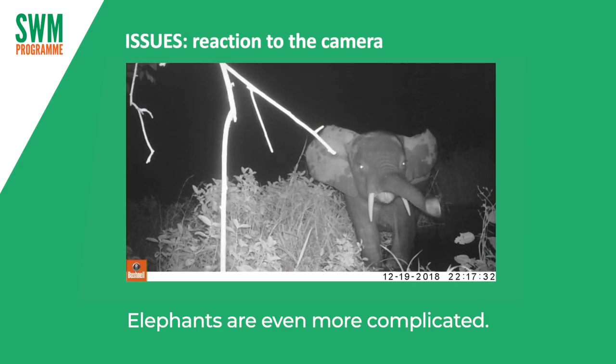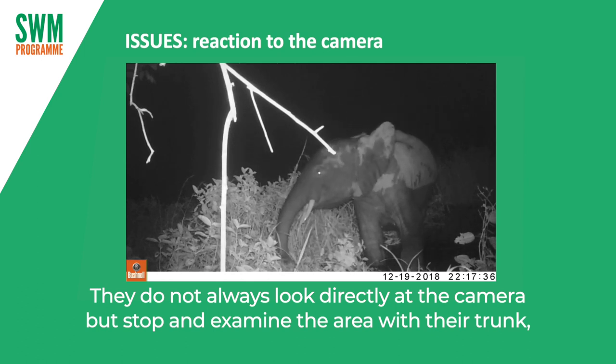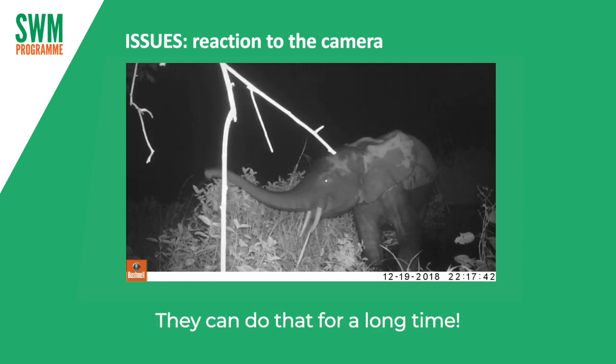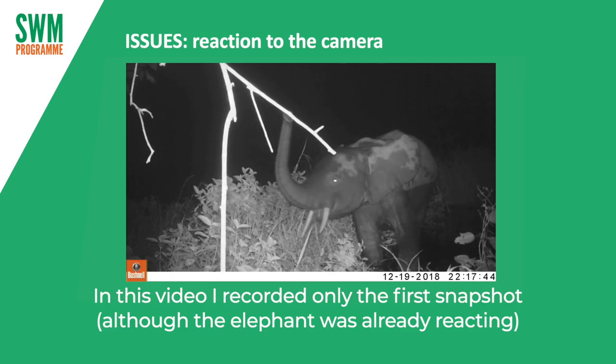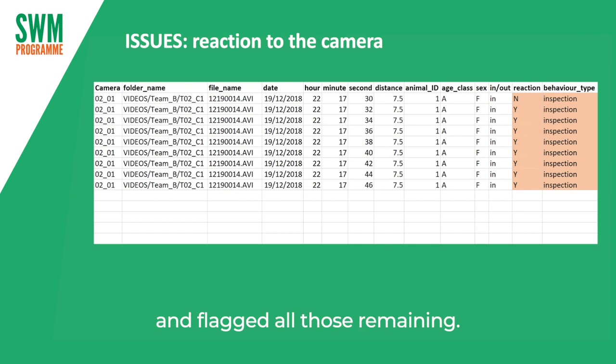Elephants are even more complicated. They do not always look directly at the camera, but stop and examine the area with their trunk, smelling and feeling everything. They can do that for a long time. In this video, I recorded only the first snapshot, although the elephant was already reacting, and flagged all those remaining.